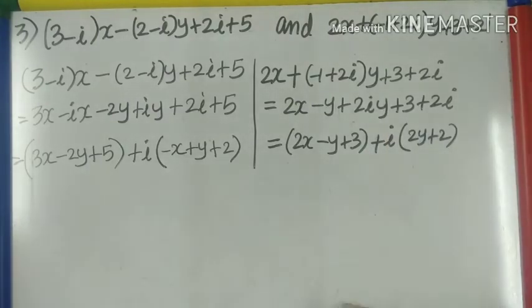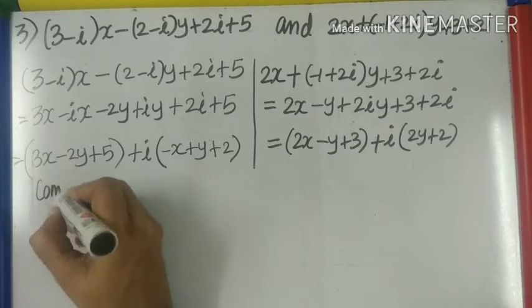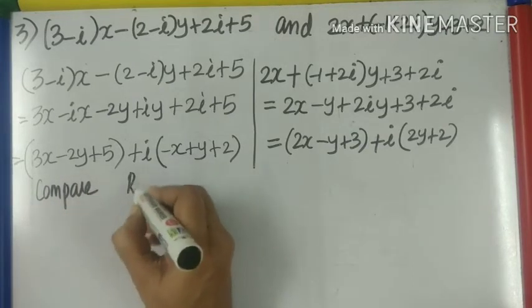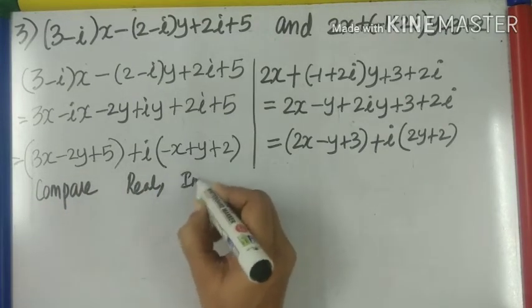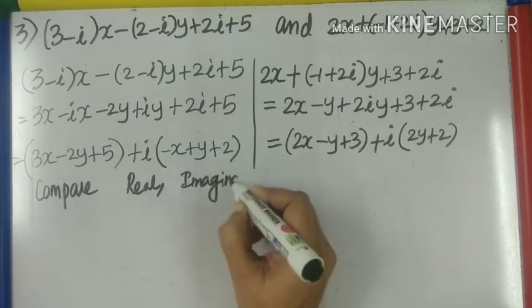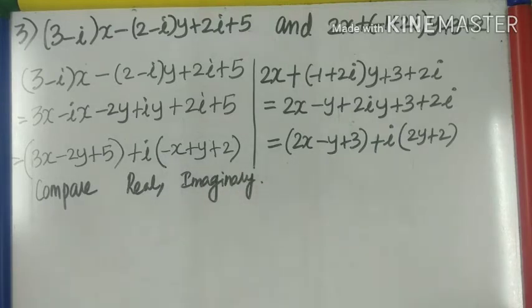The question says these two numbers are equal. Equal means compare real and imaginary. So whenever I say two numbers are equal, we will say the real and real must be equal.